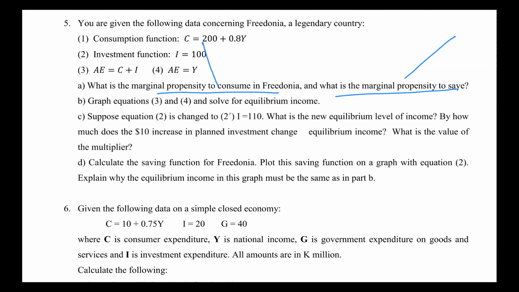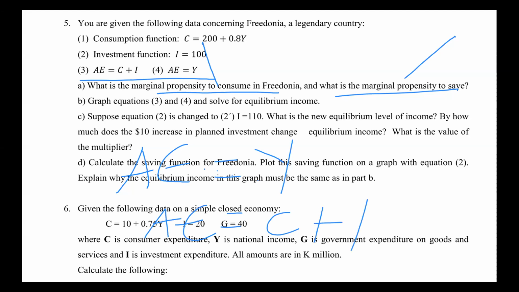Okay, so we are solving for income. Yeah, we're solving for income. Check it. Equation 4 says AE is equal to Y, right? Yes. That's equation 4. Which means that equation 3 again says AE is equal to C plus what? Plus I. That is equation 3.